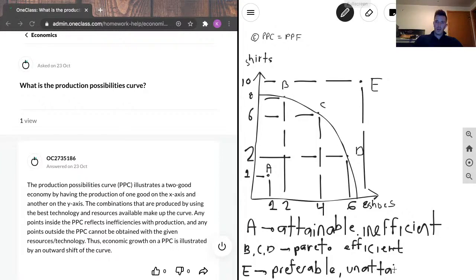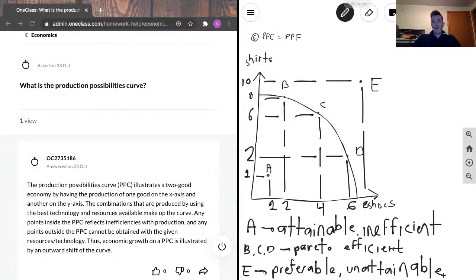And I believe our junior tutor made a good comment about this in their write-up here, so I'll just take a look at that quickly. How they said it here is that any point outside of the PPC, or as I was taught, PPF, cannot be obtained with the given resources and technology. Thus, economic growth on a PPC is illustrated by an outward shift of the curve.